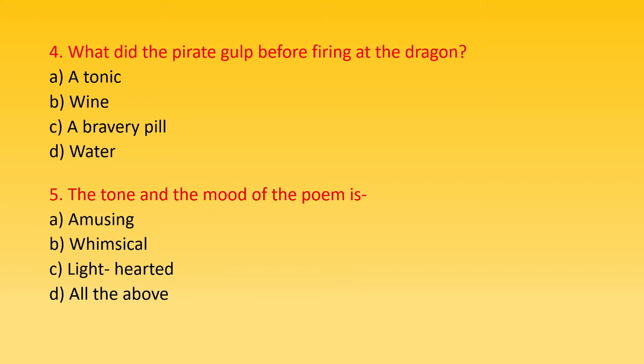Now comes the fourth and the fifth. What did the pirate gulp before firing at the dragon? Do you think that the pirate gulped tonic so that he could have more strength, or it was wine, a bravery pill, or water? Obviously it wasn't tonic, bravery pill, or water, it was wine. So wine is the answer. In the poem it is also written as grog. So that means wine.